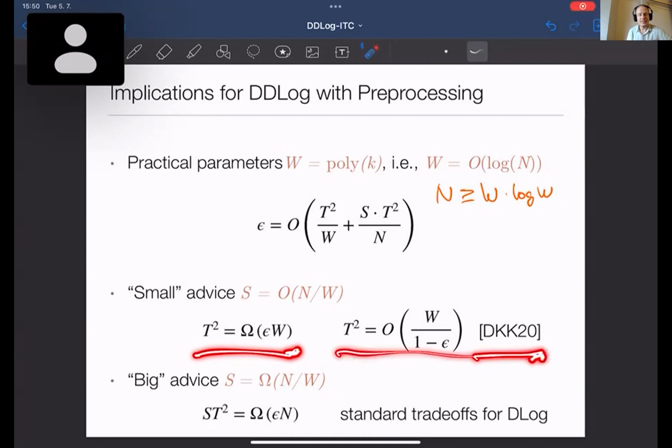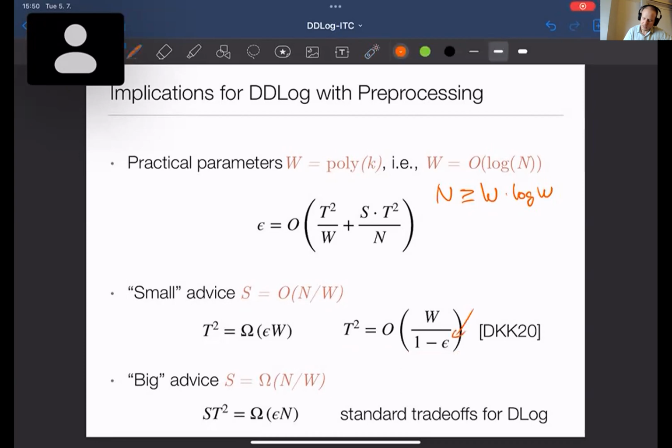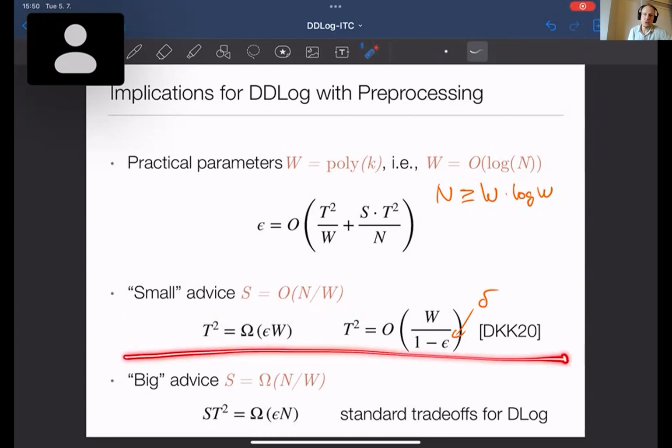They gave a protocol that is online only and doesn't use any pre-computed advice, the smart random walk protocol, and yet it achieves the trade-off t squared is O of w over 1 minus epsilon. There I had delta, which was the error probability; here I have the success probability. So for this small advice, when we have an upper bound on the pre-computed advice n over w, we are actually matched by a protocol that doesn't do any pre-computation. So here, pre-computing asymptotically doesn't help you at all.